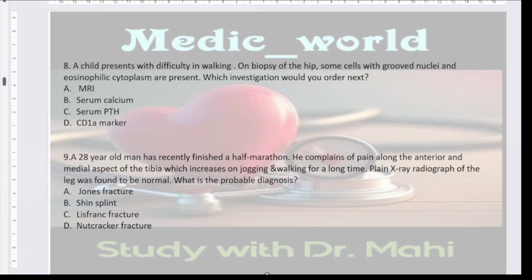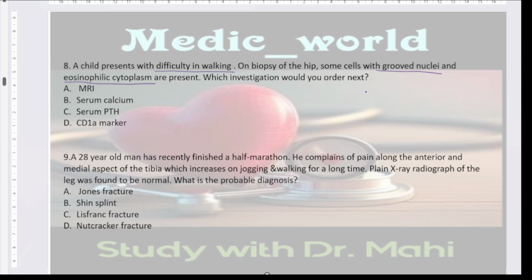Now let's move towards the other question. A child presents with difficulty in walking. On biopsy of hip, some cells with grooved nuclei and eosinophilic cytoplasm are present. Which investigation would you offer next?